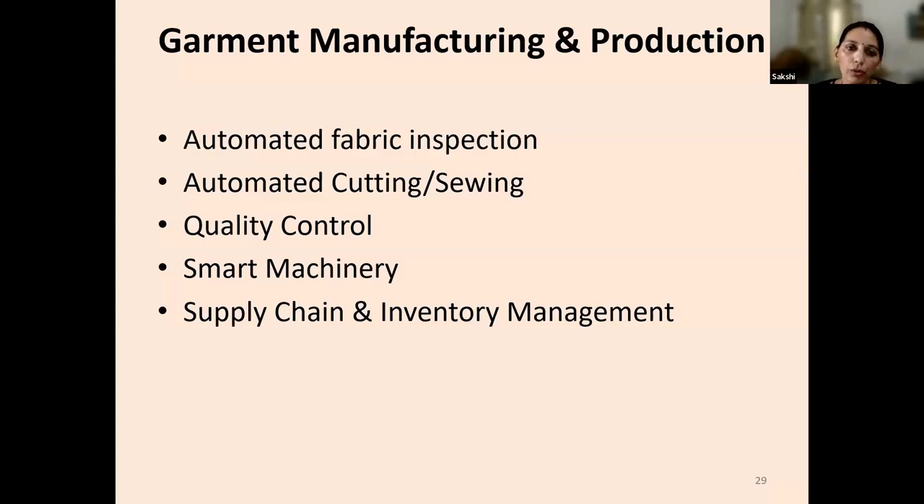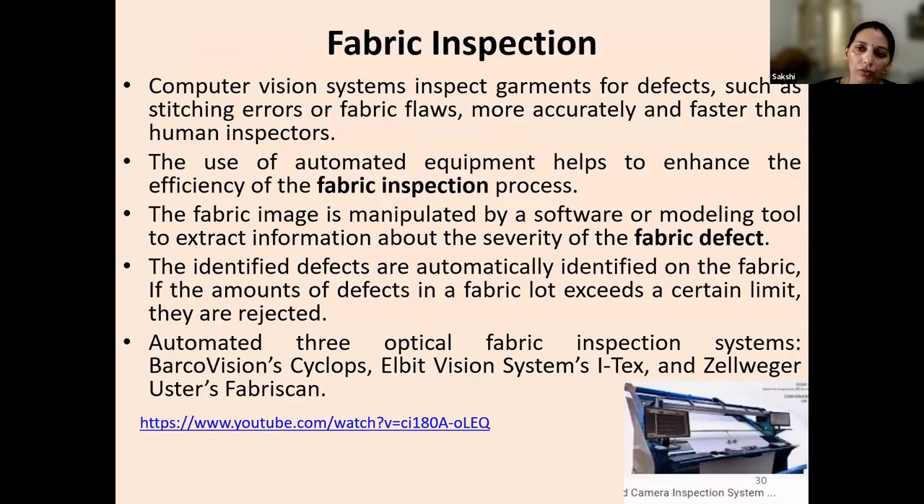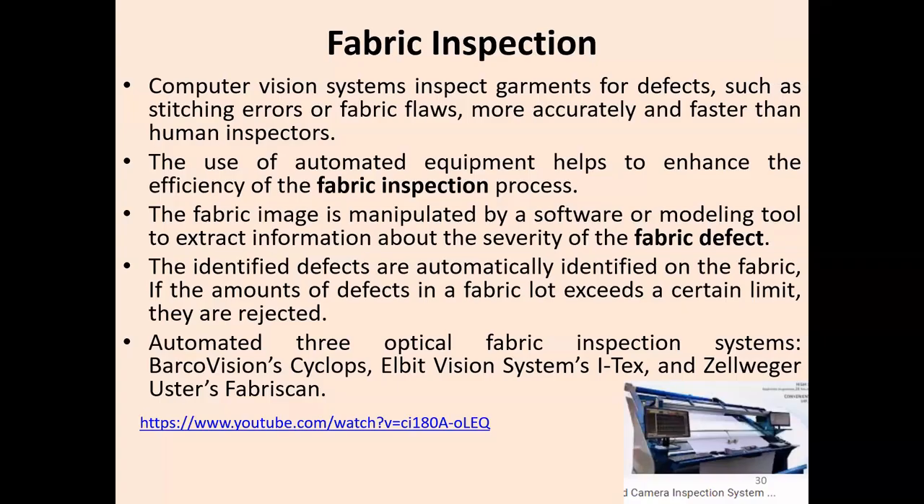So first we'll go for the automated fabric inspection. Different types of machines are there. For example, computer vision systems inspect the garments for defects such as stitching errors and fabric flaws more accurately and faster than the human inspector. Usually in a traditional factory, one machine was there and light was coming from the backside and they used to see if any defect is there, they used to mark it. This is now done by using different types of inspection systems like Barco Vision, Cyclops, Elbit Vision Systems, Itex, Zellweger, Worcester fabric scan.